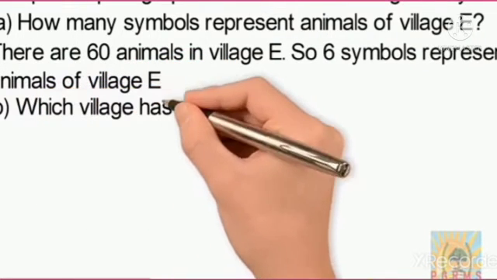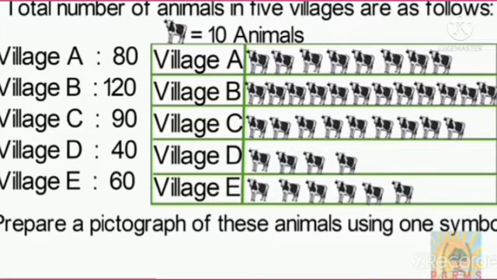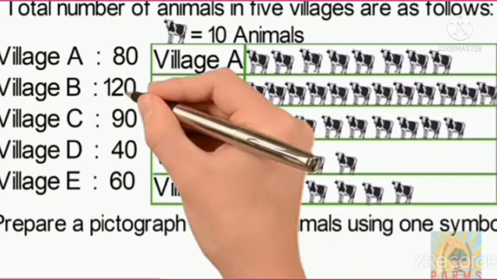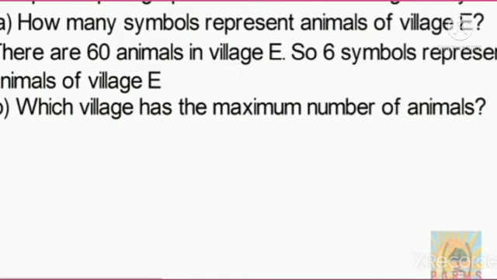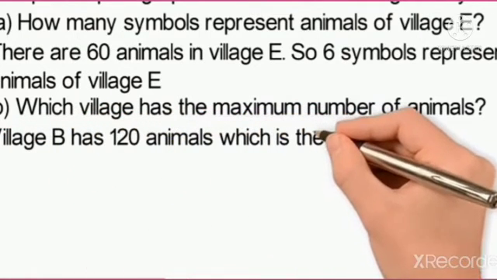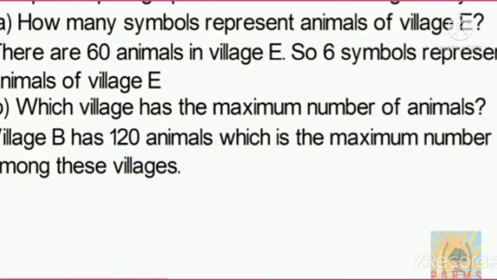Now second question, which village has the maximum number of animals? So for this we again see the pictograph, and we will observe village B has the maximum animals, that is 120. So by observing the pictograph we conclude the answer is village B has 120 animals, which is the maximum number among these villages.